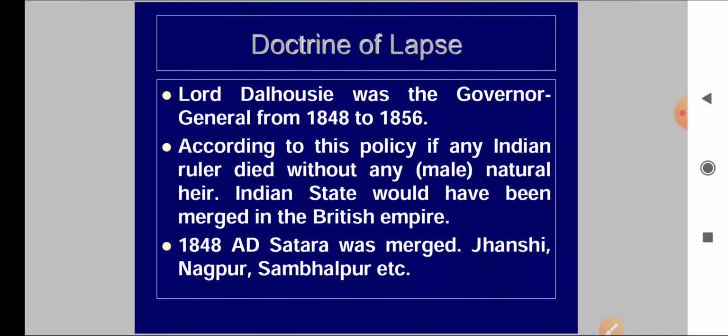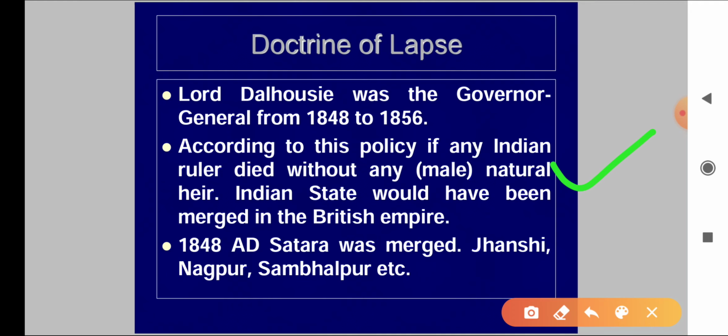So by this policy, he declared that if any Indian ruler died without a male heir, here it refers to without a natural son, then his kingdom would lapse. Lapse here refers to being merged into the British Empire, and it will become a part of the British Empire. One after another, the Britishers annexed many Indian states.